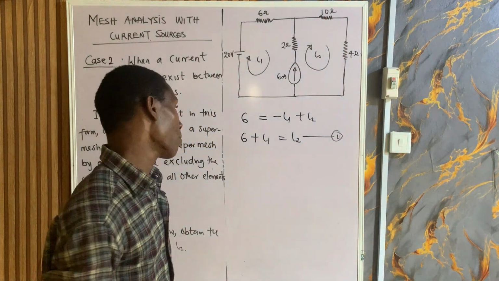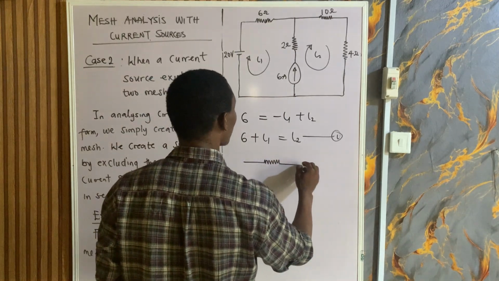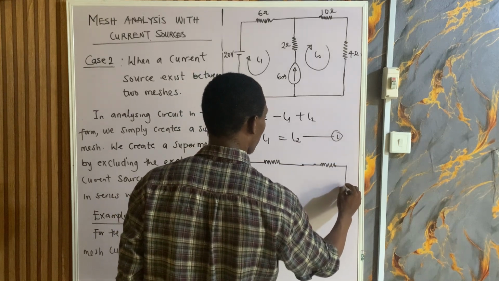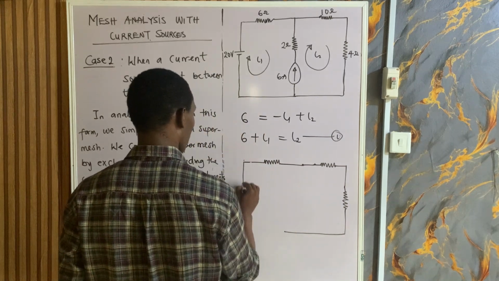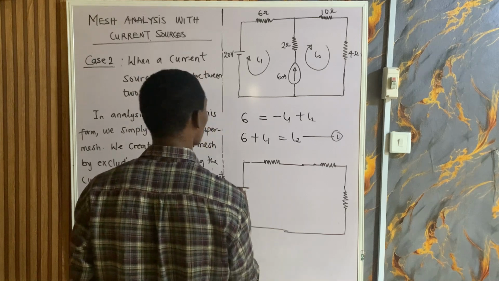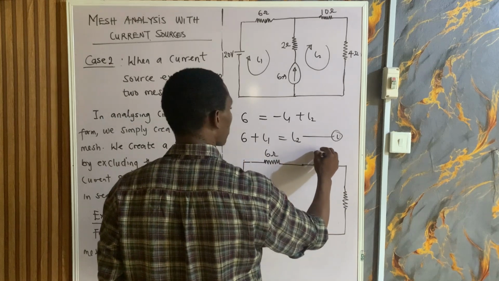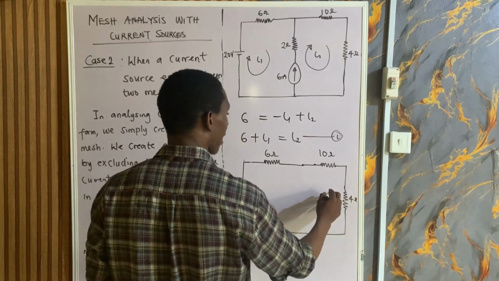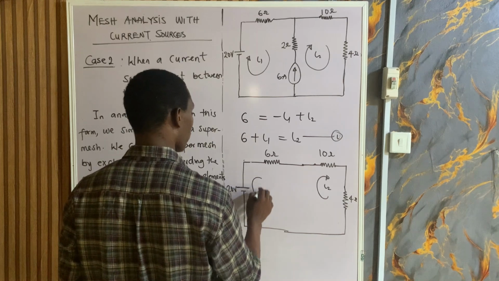Then we now go ahead to form the super mesh. To form the super mesh, this is how it's going to look like. The 6 ohm resistor, the 10 ohm resistor, the 4 ohm resistor, and then the 20 volts. So 20 volts, 6 ohm resistor, 10 ohm resistor, and 4 ohm resistor. Remember now, I2 flows here, right? And what flows here? I1 flows here.